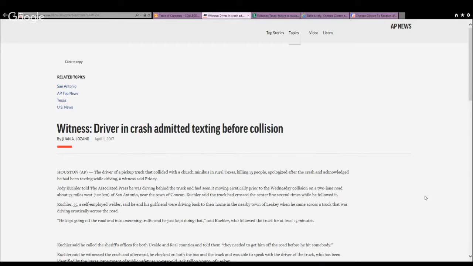Kukler said the truck had crossed the center line several times while he followed it. Kukler, 55, a self-employed welder, said he and his girlfriend were driving back to their home in the nearby town of Leakey when he came across a truck that was driving erratically across the road. And now the rest of the article goes on to elaborate on the information that was presented in the introduction.